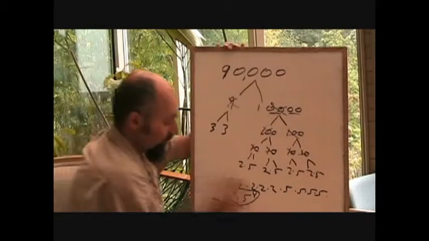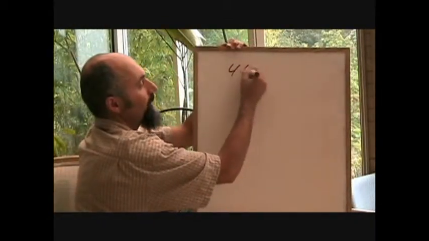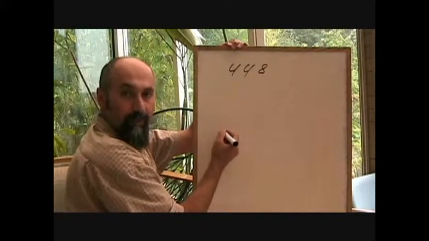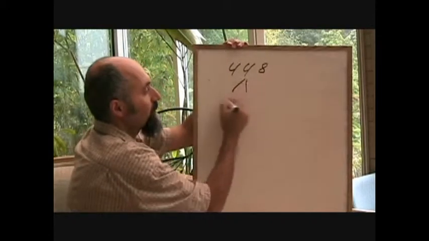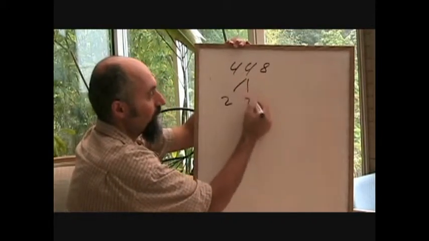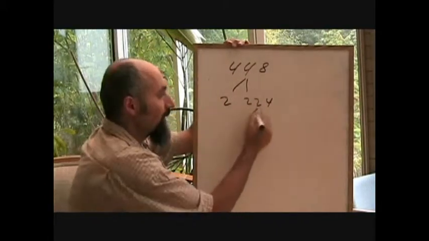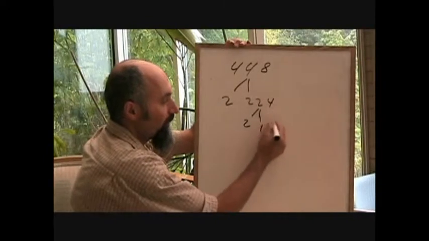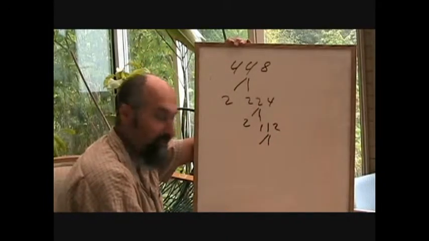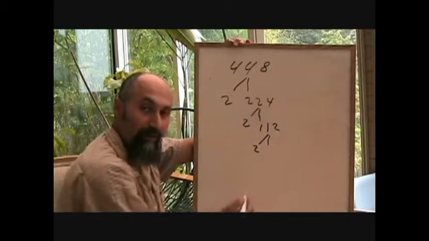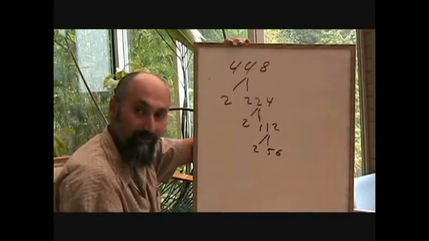Let's try something else. Try another number. Let's do 448. Now 448, that's an even number. Even numbers you can always divide by 2. Okay. So 2 goes into 4 twice, it goes into 4 twice, 2 and 4. That's still an even number. You can divide it by 2 again. That becomes 2, 1, 1, 2. That's still an even number. So 100 divided by 2 is 50. 12 divided by 2 is 6. So 112 is divided and becomes 56.